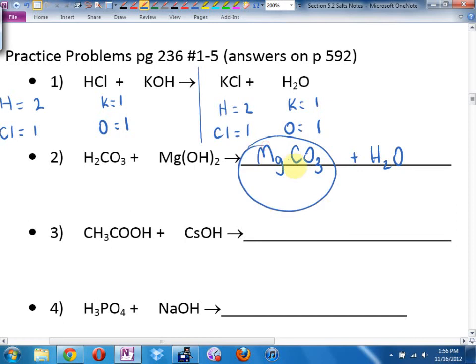Oh, but for this one here, I need a crisscross. What's the charge on CO3 from the back sheet there? 2 negative. What's the charge on magnesium, Mg? 2? Oh! So when I crisscross, it's 2 and 2, which reduce to 1 and 1. In other words, I don't need to put any subscripts here. All right. Let's balance.